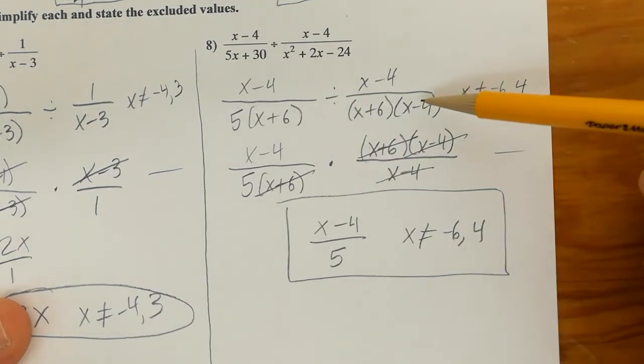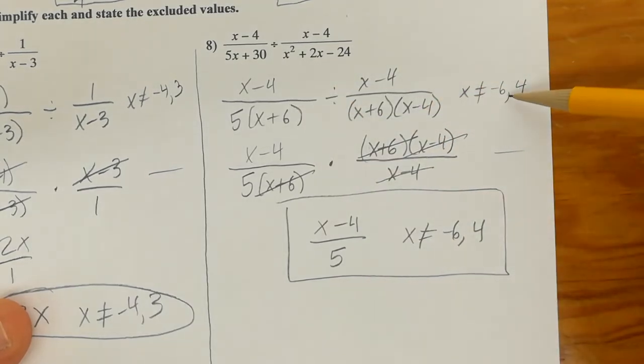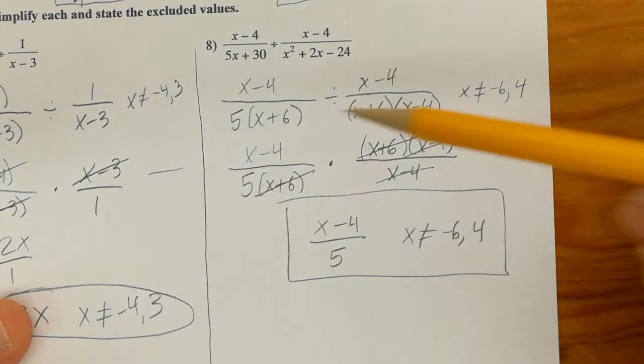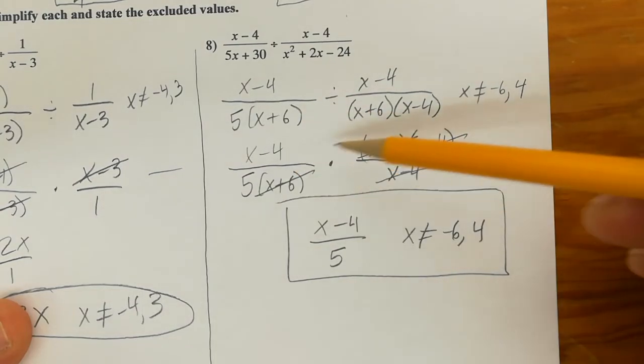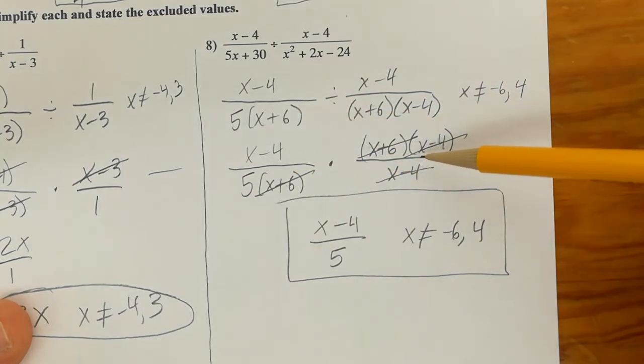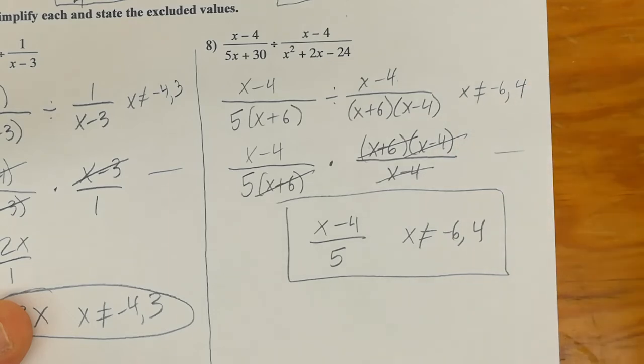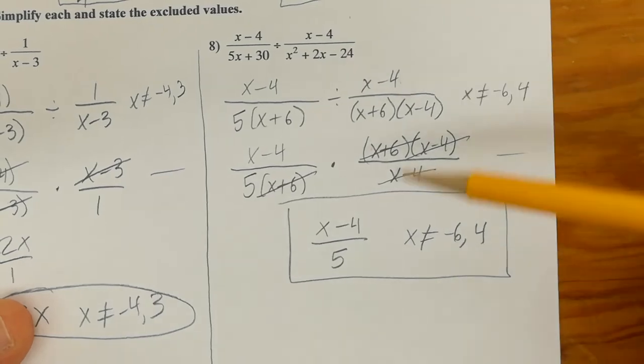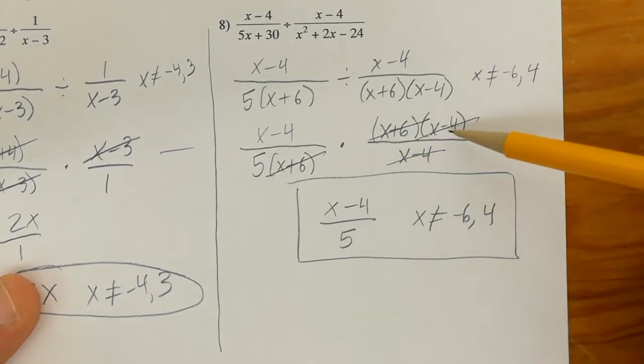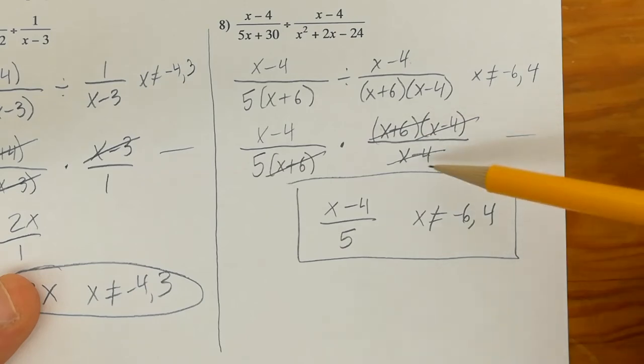All right, number 8, I factored, identified my excluded values. And then I flipped the second fraction. There were no additional excluded values because this x minus 4 ended up in the denominator, but I already had 4 as an excluded value. You could have written it down, I suppose, but I saw that I already had it, so I didn't worry about it. And then you cancel like crazy.